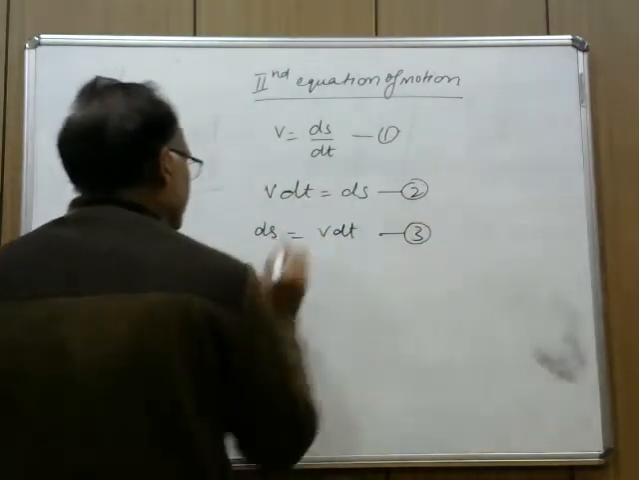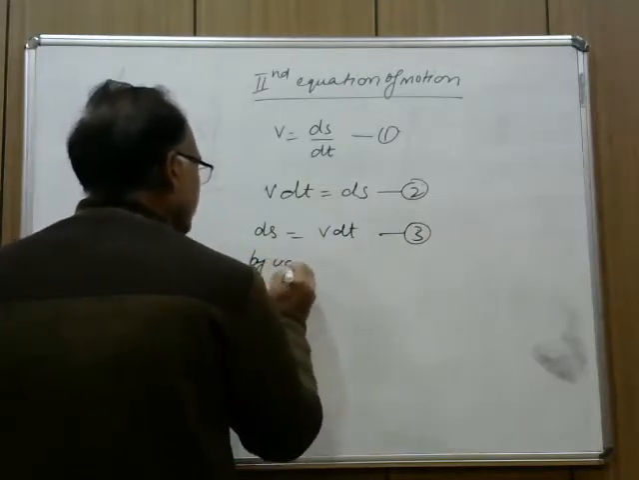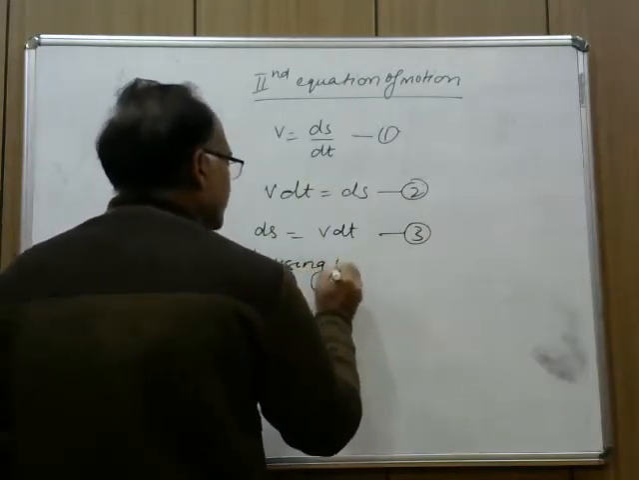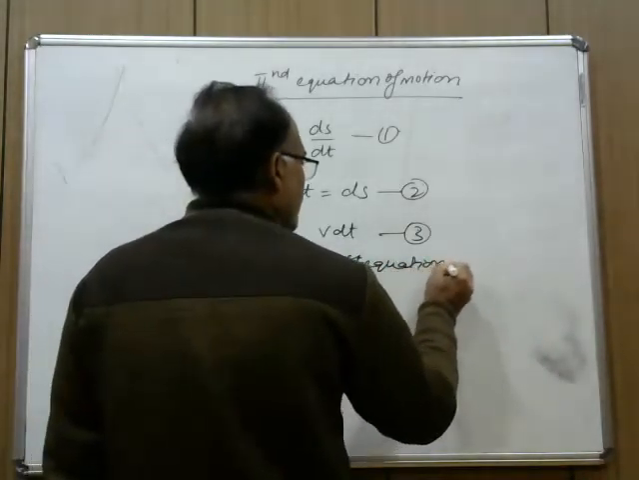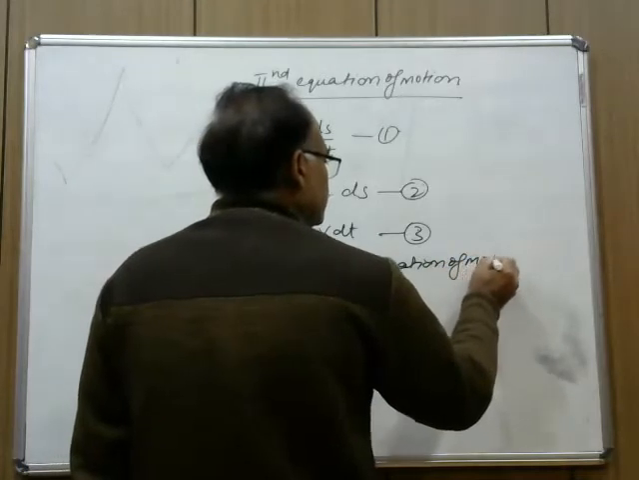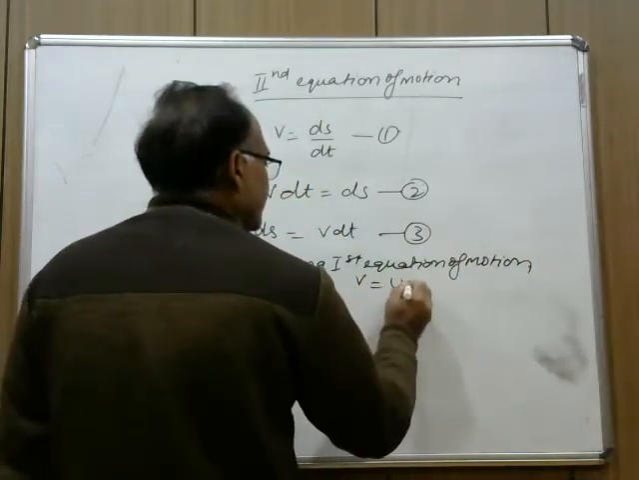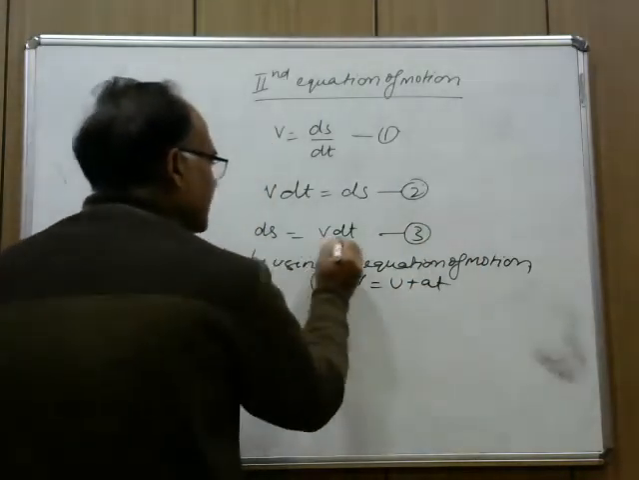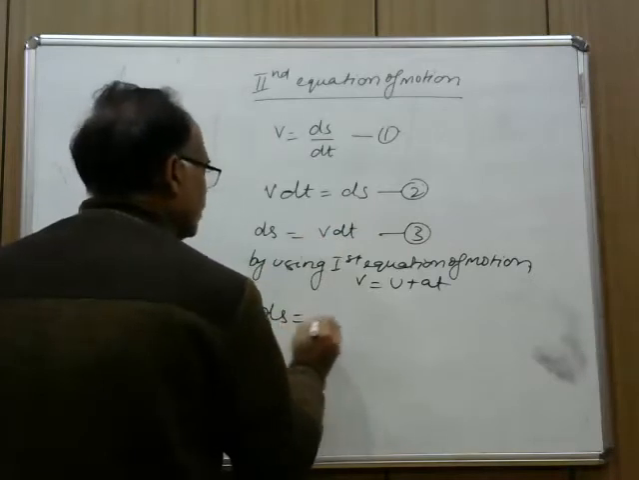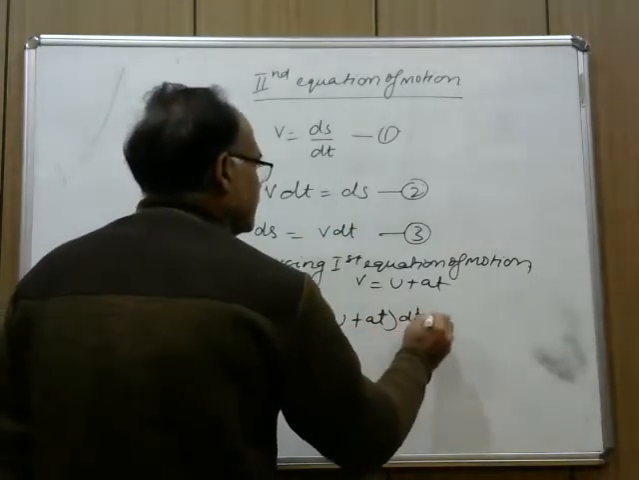Transpose it, and by using first equation of motion, we can write v is equal to u plus at. So we will replace this v, ds is equal to (u plus at) dt. This is equation 4.